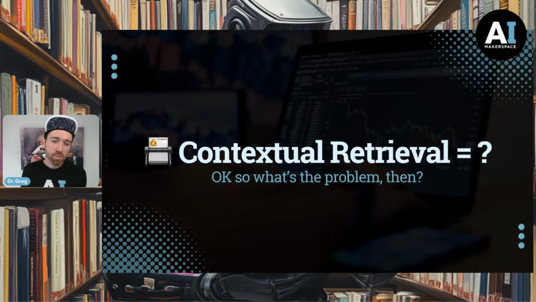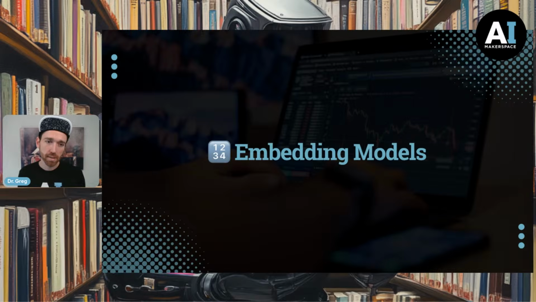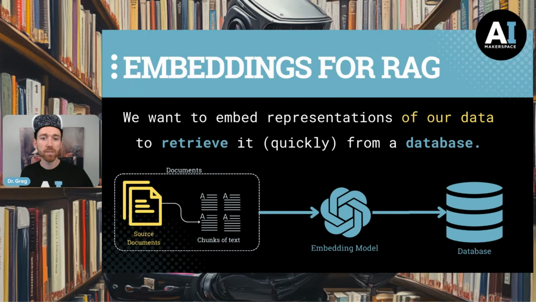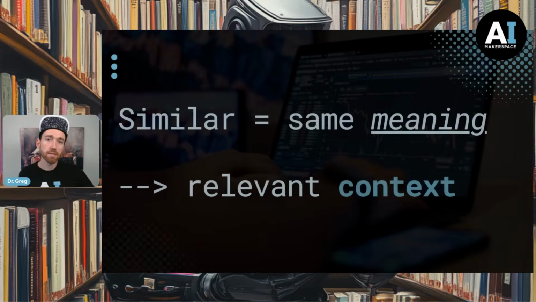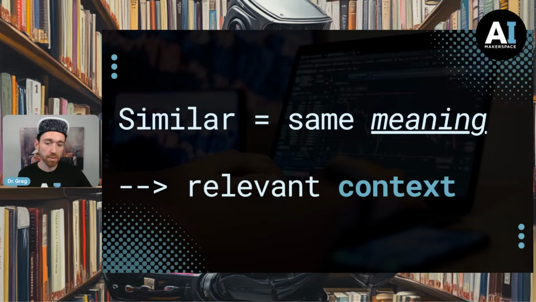Well, the problem is that what we're doing in RAG is we're using embedding models. And when we use a specific kind of embedding model, like the embedding models that we typically use for RAG, we're embedding representations of our data so that we can quickly retrieve them. And we're doing this based on similarity. We're doing this so we can search the data for stuff that's similar. That means semantically similar. It means roughly the same thing.